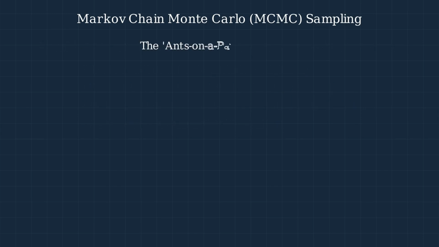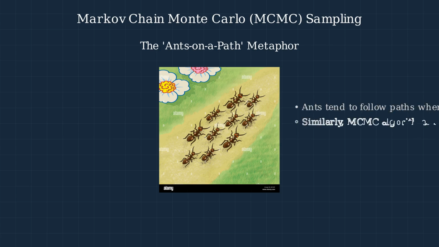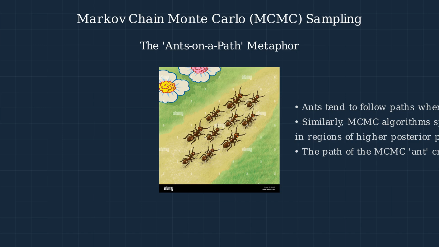To understand MCMC, imagine a colony of ants exploring their environment. Ants naturally spend more time in areas with more food. Similarly, MCMC algorithms are designed to spend more time in regions of higher posterior probability, efficiently exploring the parameter space.